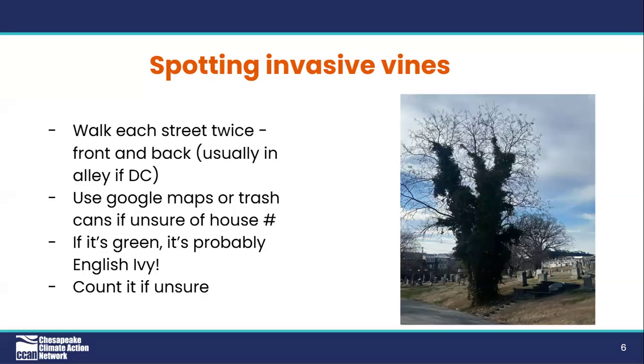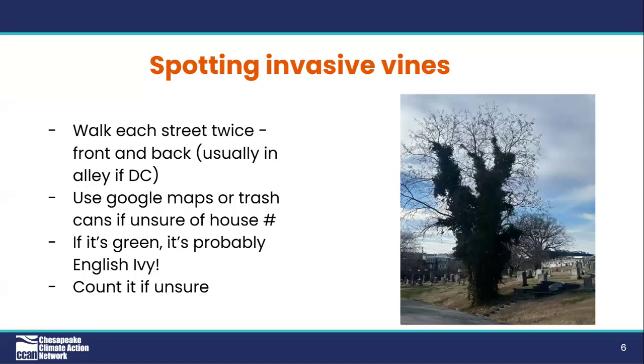Something else that's been helpful for me: when you click on people's properties in Google Maps, it'll tell you what house number it is, because sometimes that's hard if you're behind the house and not sure which house number it is. Or in DC, and I think some places in Maryland have this too, the numbers are sprayed on the trash cans out back, so I'll look at those sometimes as well.